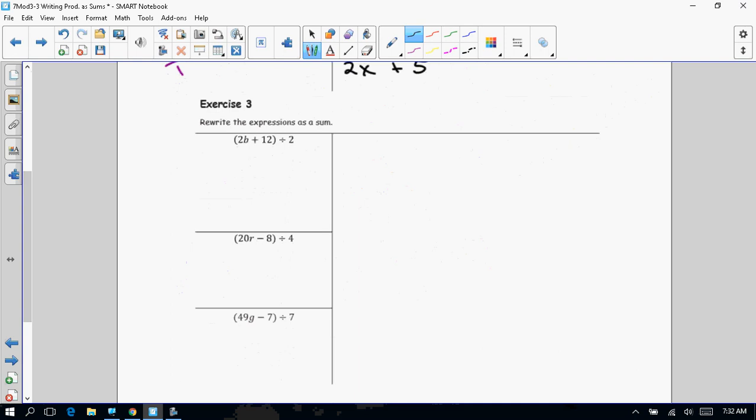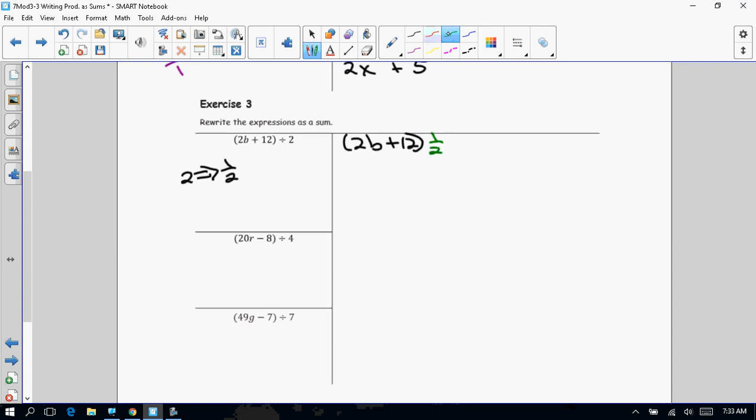All right, exercise 3. Let's try this one. First of all, notice we're dividing by 2. So what is the multiplicative inverse of dividing by 2? We're going to multiply by half. So let's start off with 2b plus 12 times 1/2. Again, highlight it, do it in a different color, do something so it jumps out at you.